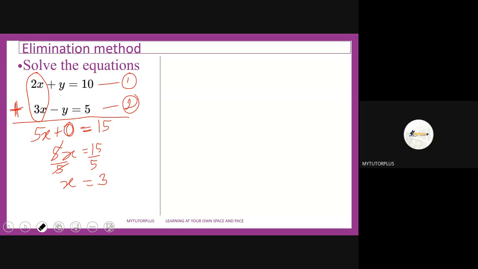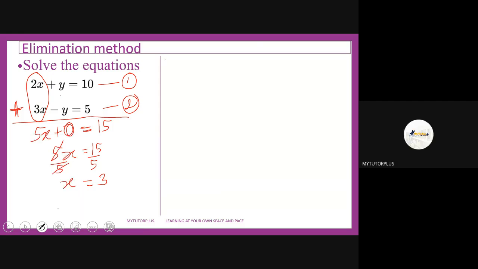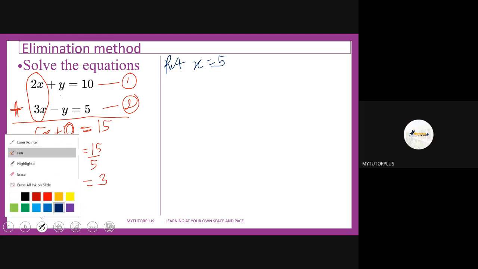Now, the next step, after you have gotten the value of x, is to substitute x equals 3 in either of the two equations, any one you prefer out of 1 and 2.